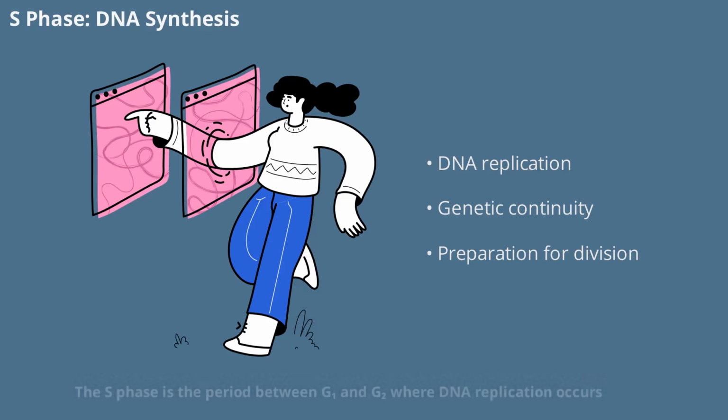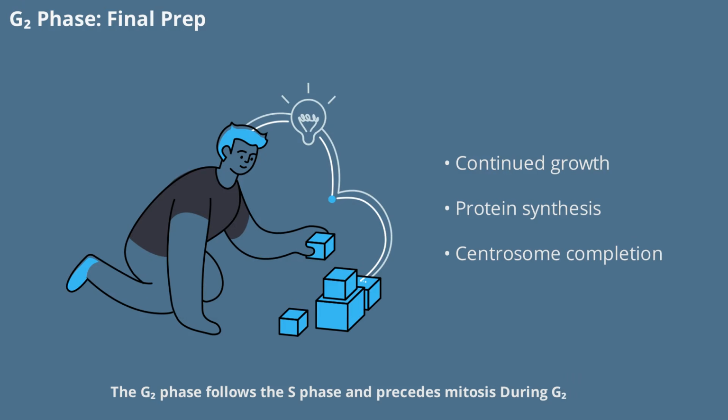The S phase is the period between G1 and G2, where DNA replication occurs. The cell duplicates its genetic material, ensuring each daughter cell will receive a complete set of chromosomes. This phase is essential for maintaining genetic continuity during cell division. The G2 phase follows the S phase and precedes mitosis. During G2, cell growth continues, enzymes and proteins are synthesized, and centrosome replication is completed. This phase ensures the cell is fully prepared for the upcoming division, with all necessary components in place.